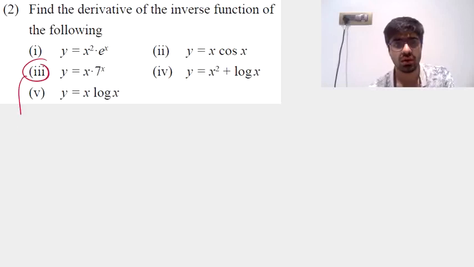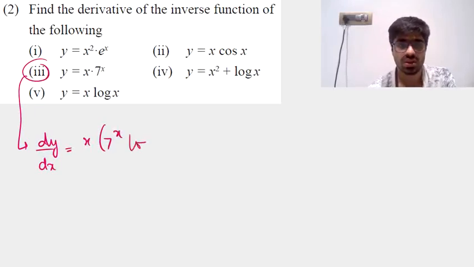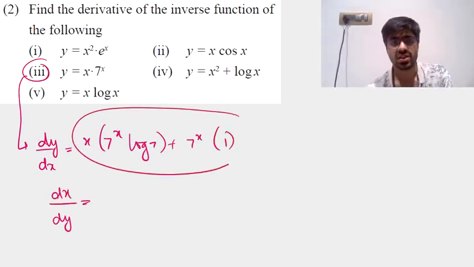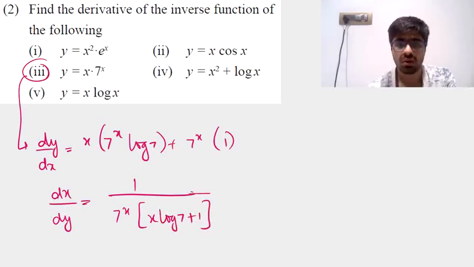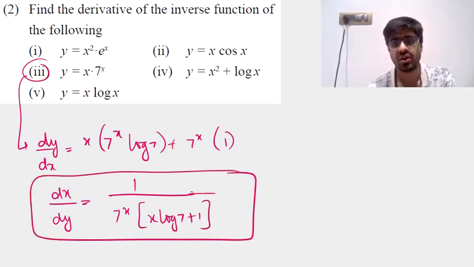Continue with the third one. Again apply the uv rule. So dy by dx, that's going to be x into 7 power x into log 7, plus 7 power x into the derivative of x, which is 1. So dx by dy, that's going to be the reciprocal of this. You can pull out a 7 power x common from the two terms, and in the bracket you will be left with x log 7 plus 1. Yeah, that's the final expression of dy by dx for the third question.